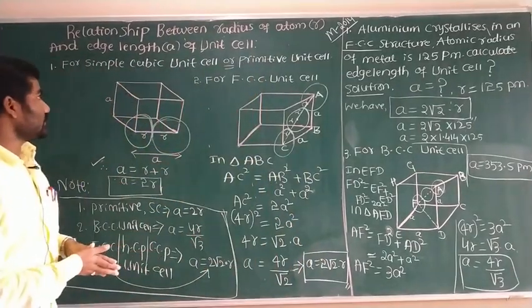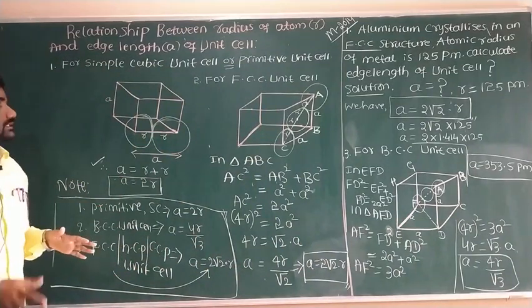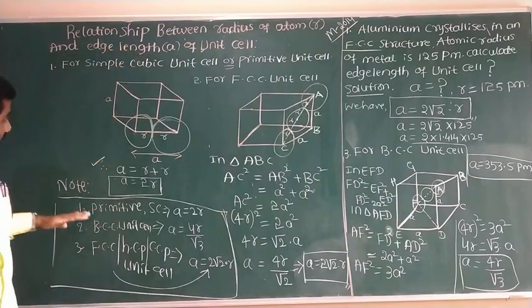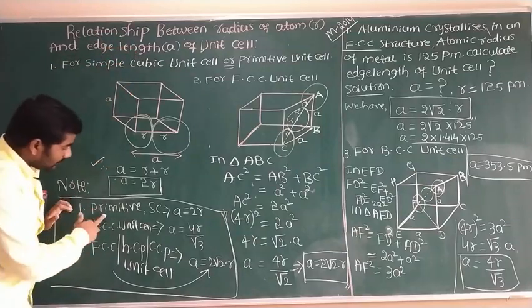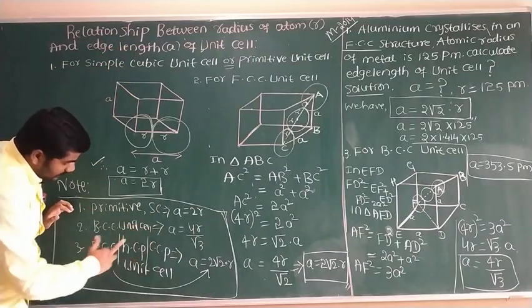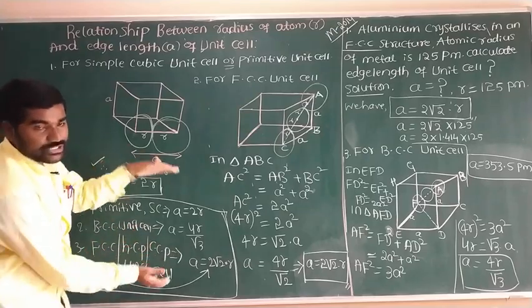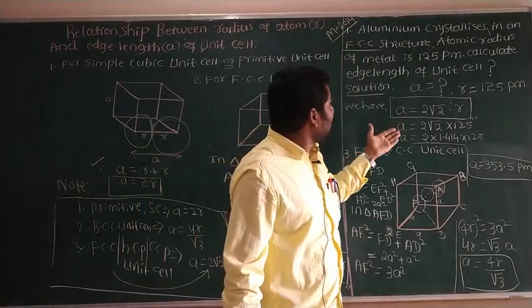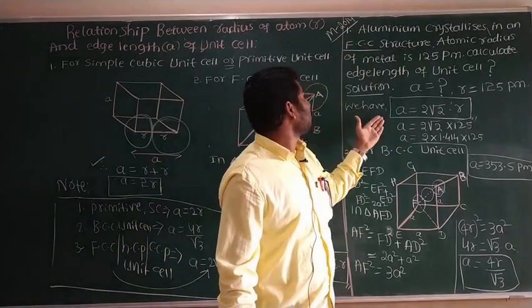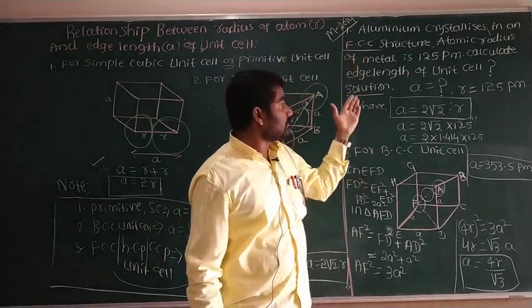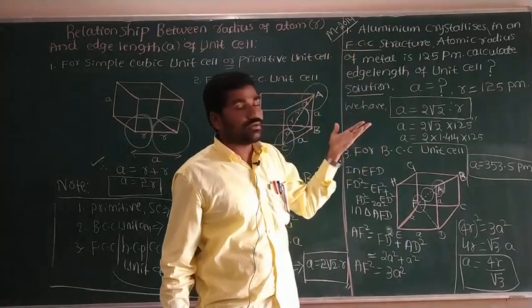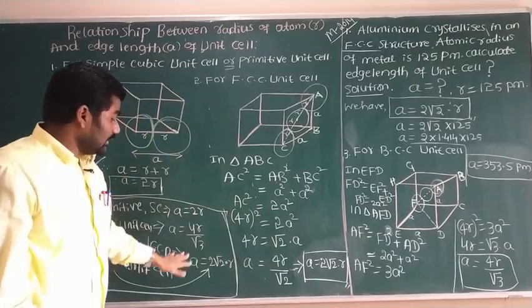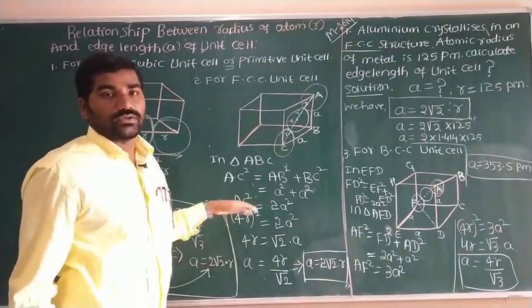This is today's session. Here we discussed two concepts: the relationship between radius and edge length for the simple cubic or primitive unit cell, for the BCC unit cell, and for the FCC unit cell. Based upon this discussion, we solved one problem with respect to the FCC structure. Similarly, you can solve various types of problems. Just remember all these three formulas. Correct? Okay. Thank you.